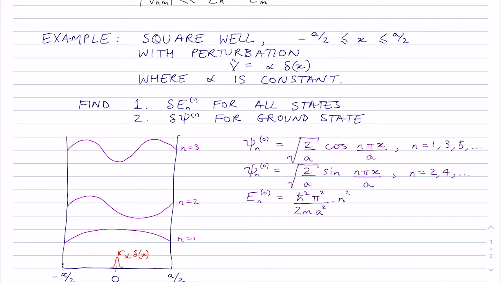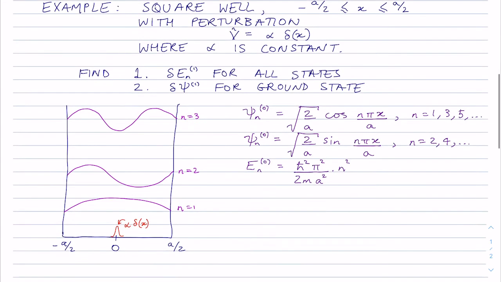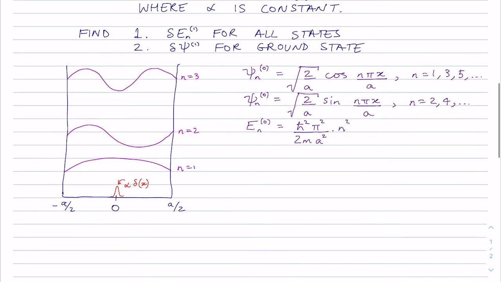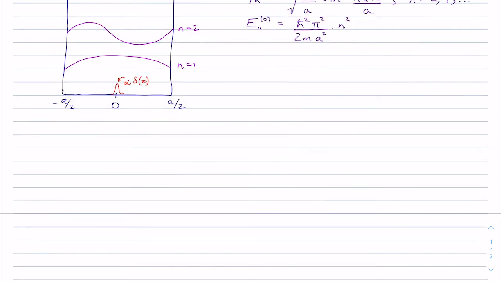Firstly, the first thing we want to do is find ΔE_n^1, and the second thing we want to find is Δψ^1 for the ground state. So the first thing we want is the energy shift. And the energy shift is nothing but the integral ψ_n^0 V ψ_n^0, right? That's what we call V_nn, but I write it out here so that we remember what we're doing.